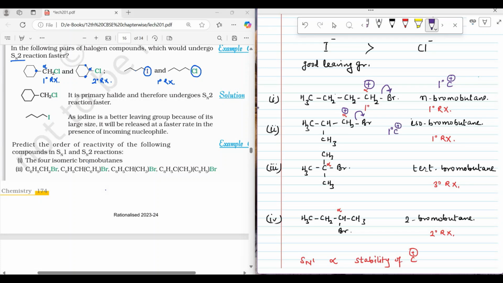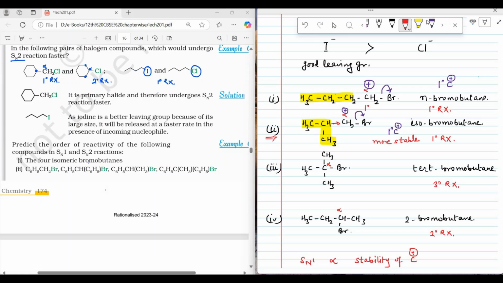But when you compare both primary carbocations, which one will be more stable? In the first primary carbocation, there is the plus I effect of the propyl group, and in the second carbocation, the plus I effect of the isopropyl group. The plus I effect of isopropyl is stronger than that of the normal propyl group. So the primary carbocation formed in the case of the second isomer is more stable than the carbocation formed in the case of the first isomer. So this is more stable.